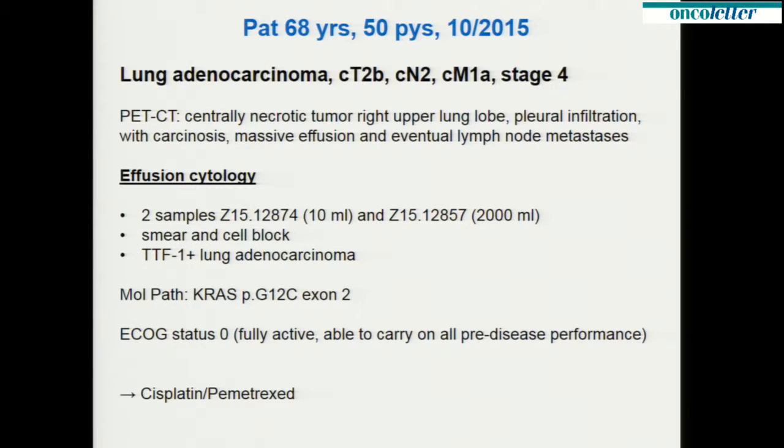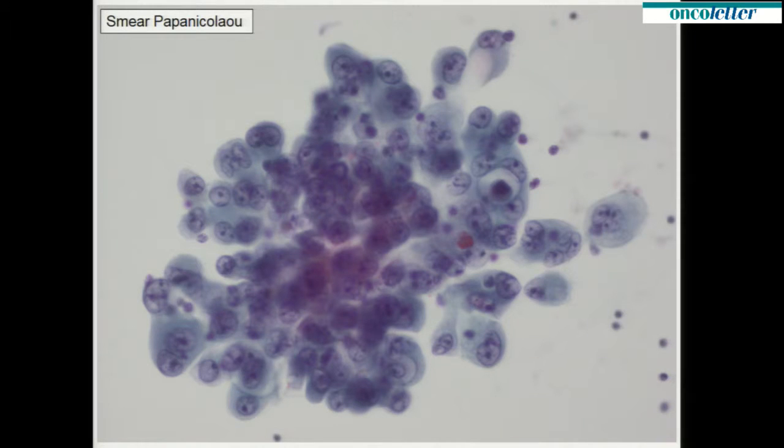There, a TTF1-positive lung adenocarcinoma was diagnosed, and molecular pathology found a KRAS mutation. She had ECOG status 0, and therefore on our tumor board it was decided that she would receive cisplatin pemetrexed in October 2015. So now here you can see the first step of the whole diagnosis.